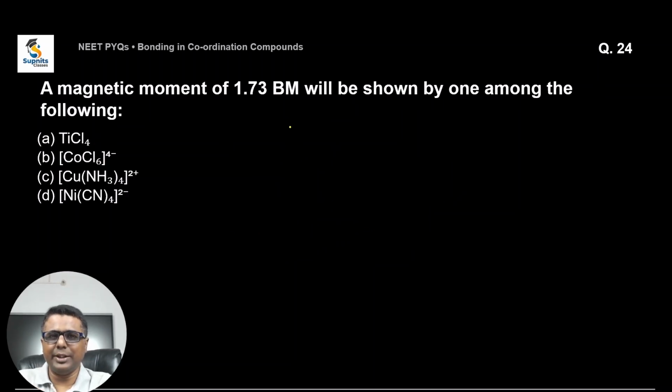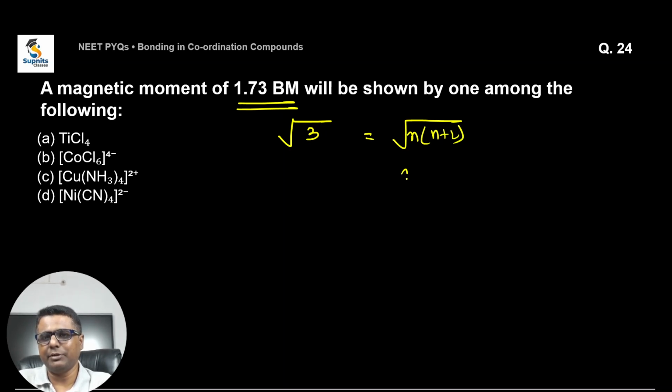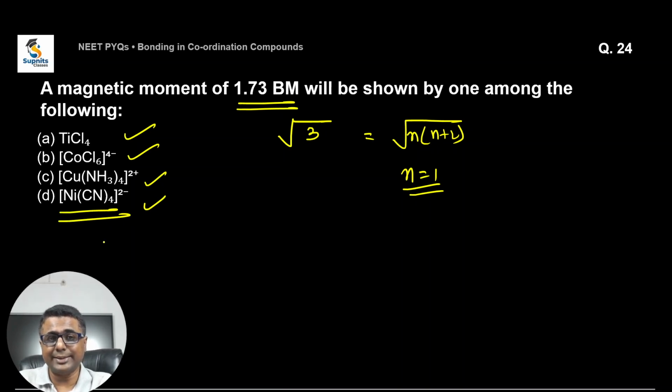Magnetic moment of 1.73. See, whenever you are getting this 1.73, you know this is root 3, and root 3 is only possible in the formula root of n into n plus 2. So when is it possible? It is possible when the number of unpaired electrons is equal to 1. So you have to just check which one has the number of unpaired electrons equal to 1. So guys, you need to check this. You need to check this. See, now the existing knowledge, I know this is diamagnetic. Don't need to check this. You don't need to check this.